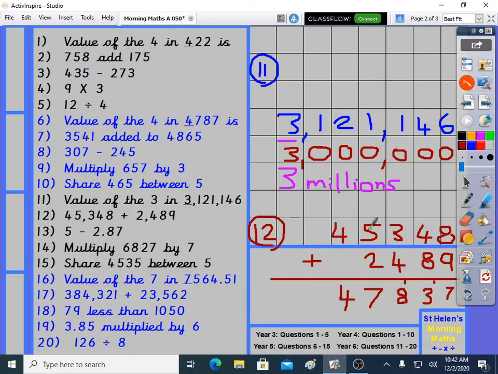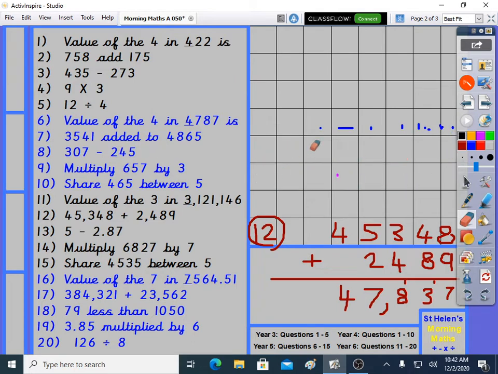Looks okay now. 45,000 plus 2,000 is 47,000. So, commas go 3 from the end. 1, 2, 3, then the comma. 47,837. I'm happy with that answer this time. On to question 13.